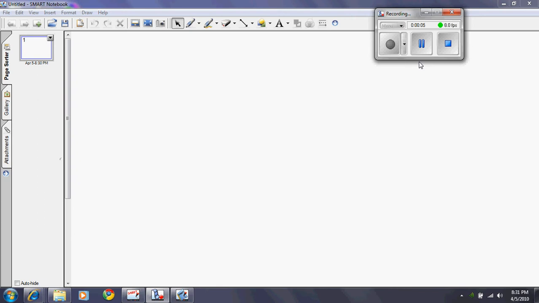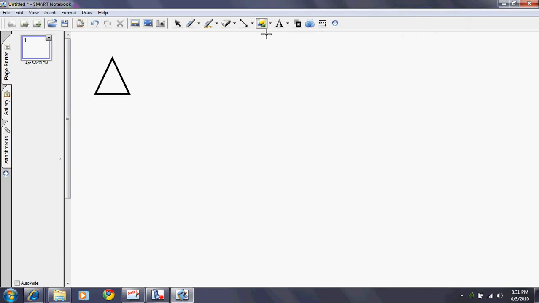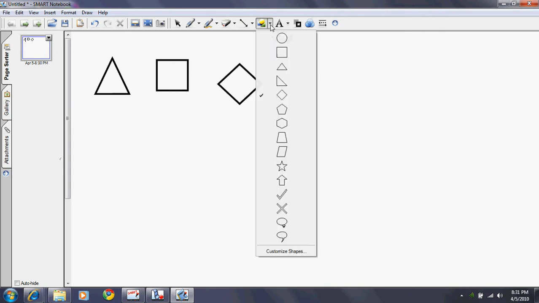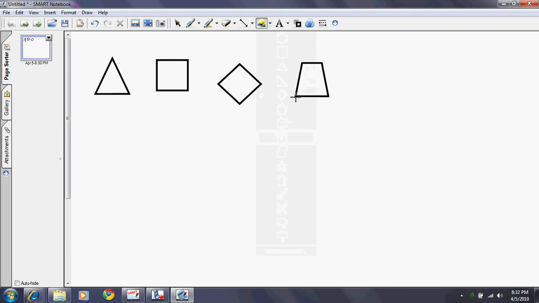This video will demonstrate the high school level math concept of parts as holes in five geometric shapes. In this demonstration, I will show five shapes. The first is a triangle. The second is a square. The third is a diamond. The fourth is a trapezoid. And the fifth is a rectangle.